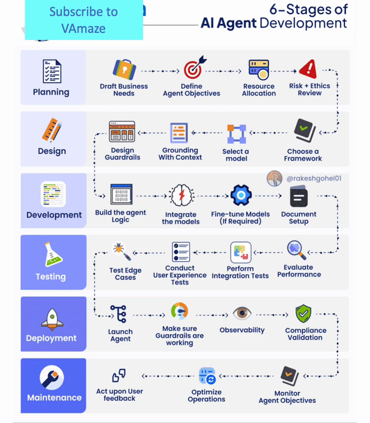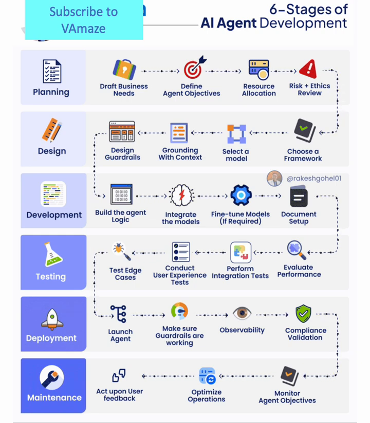Resource allocation. Successful AI agent development requires careful allocation of personnel, budget, and compute infrastructure. This stage involves assessing what technical talent you need, estimating computational requirements, and ensuring adequate financial resources for the entire development lifecycle, not just the initial build.